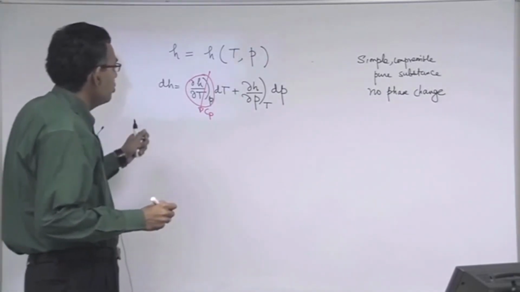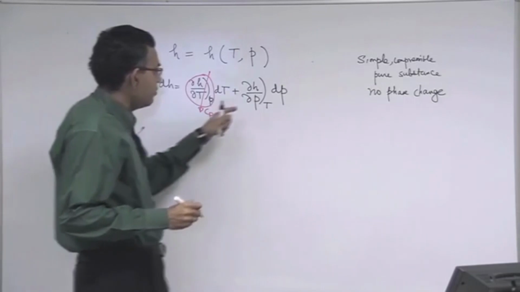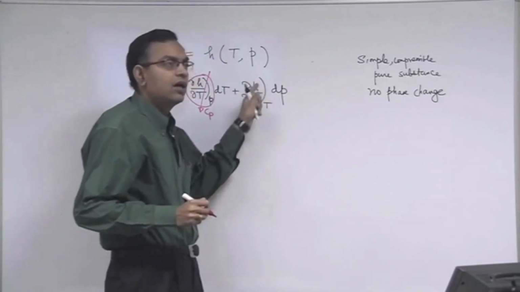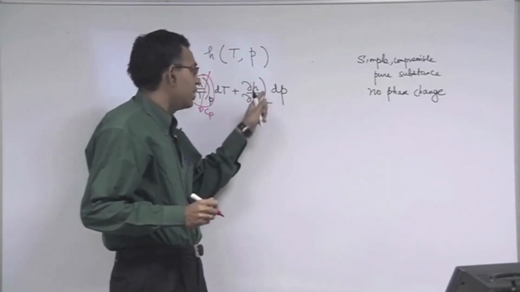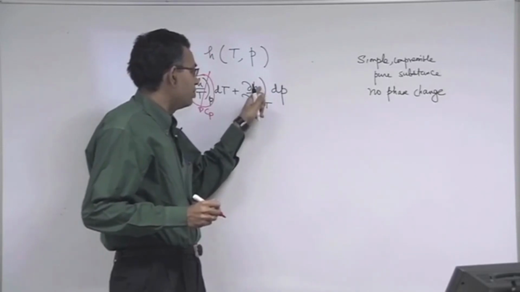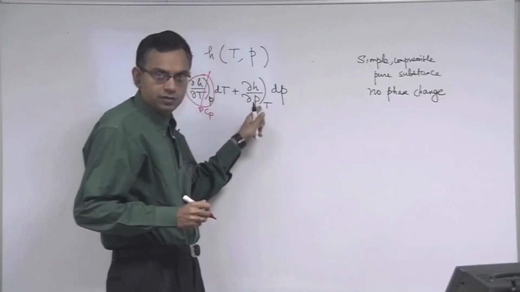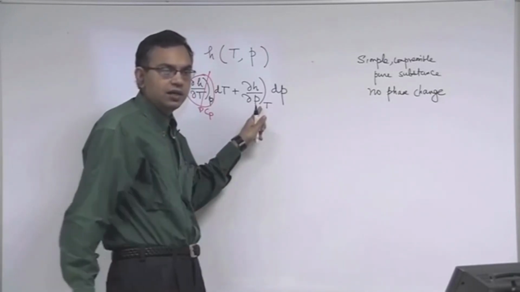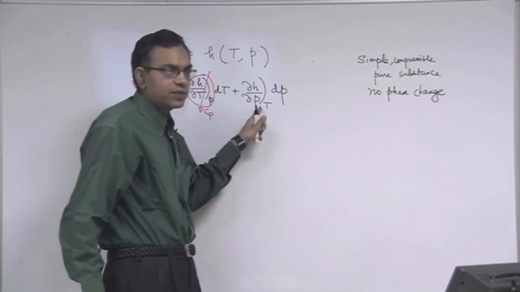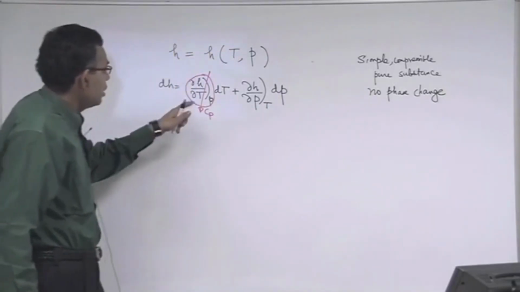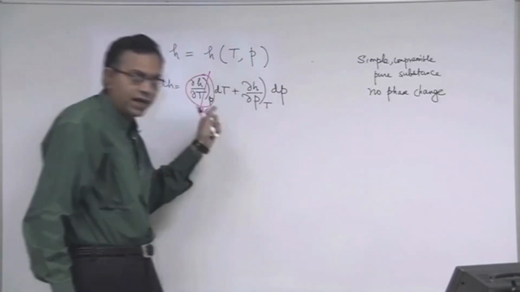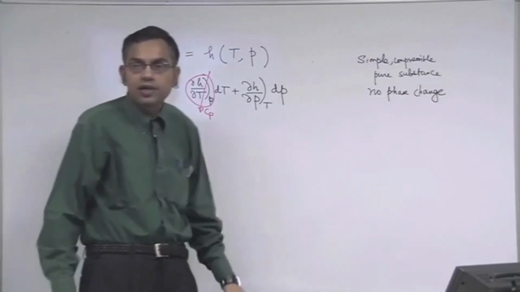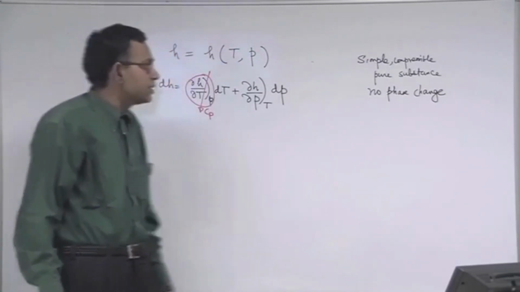What we will do is, see, there are certain variables which we cannot measure directly. For example, the variation of enthalpy with pressure. There is no measuring device that can directly measure this. So, we will try to express this in terms of some variables that can be directly measured.